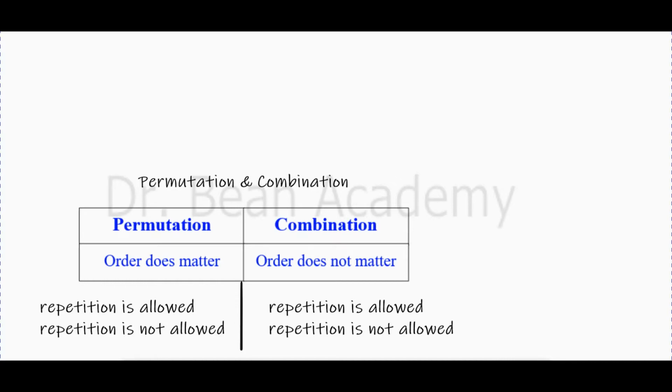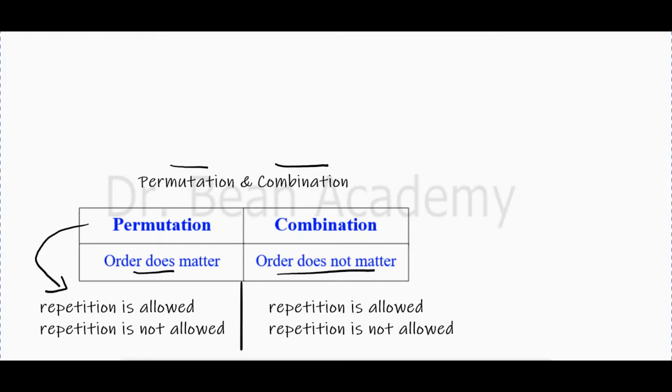So now you know the difference between permutation and combination. In a permutation, order matters, and in a combination, order does not matter. Now there are two further categories of each of these types. For example, for the permutation, there can be two types.